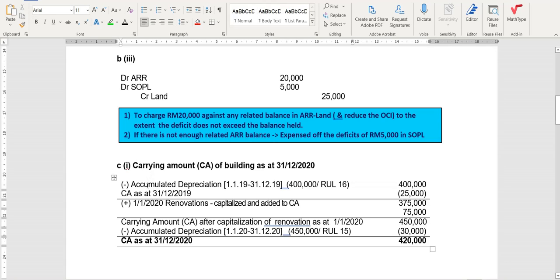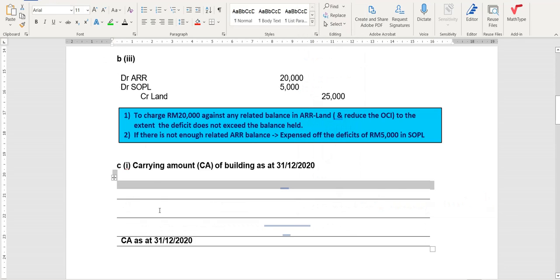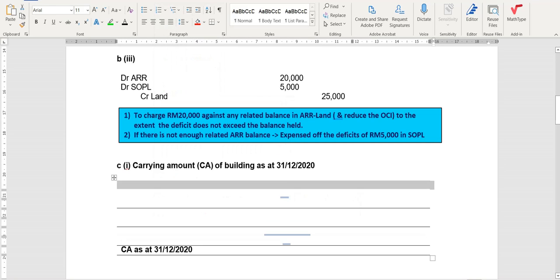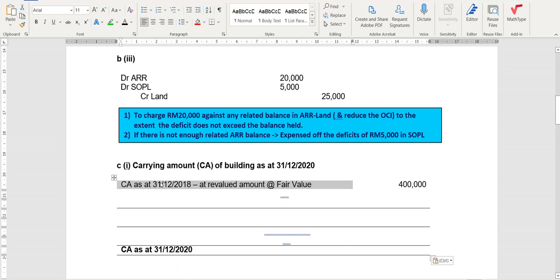So the carrying amount as at 31st of December 18, let us just insert that amount. I have to insert one row up there. Okay, so the carrying amount, we have to go and find out, and that has been given actually, is this amount, which is the revalued amount 400,000. So what you need to find out is the carrying amount as at 31st of December.